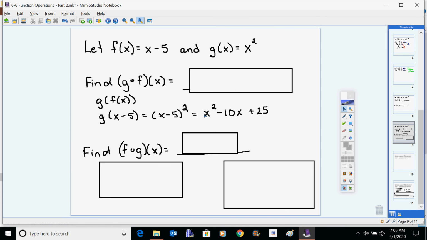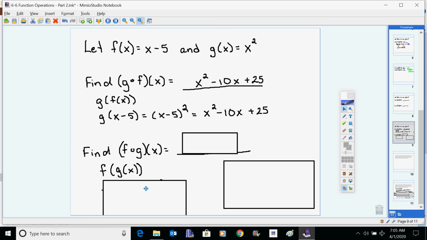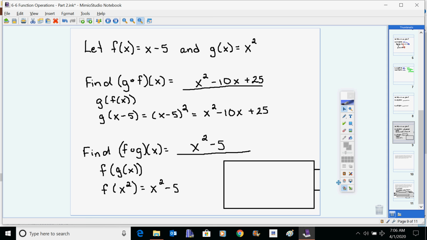So here is what we finally get for an answer for that. I have x squared minus 10x plus 25. So if I had a whole list of numbers that I wanted to plug in for x here, I'd have this function without having to do the one function and then put it in the other function. Same with f of g of x. f of g of x means that I need to take f of x squared, which means the x squared goes in here where this x is. And so my final composite function is x squared minus 5.